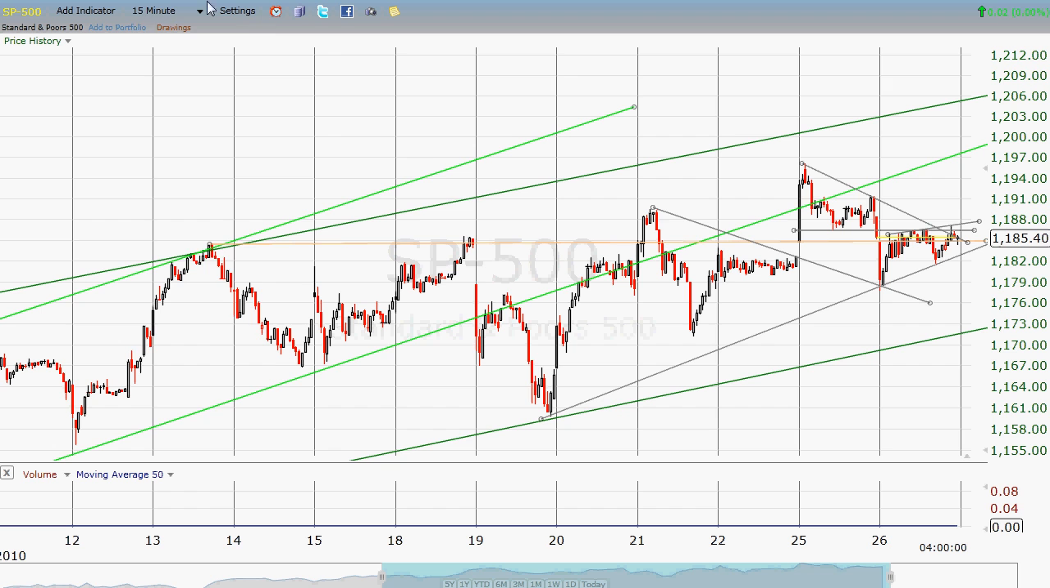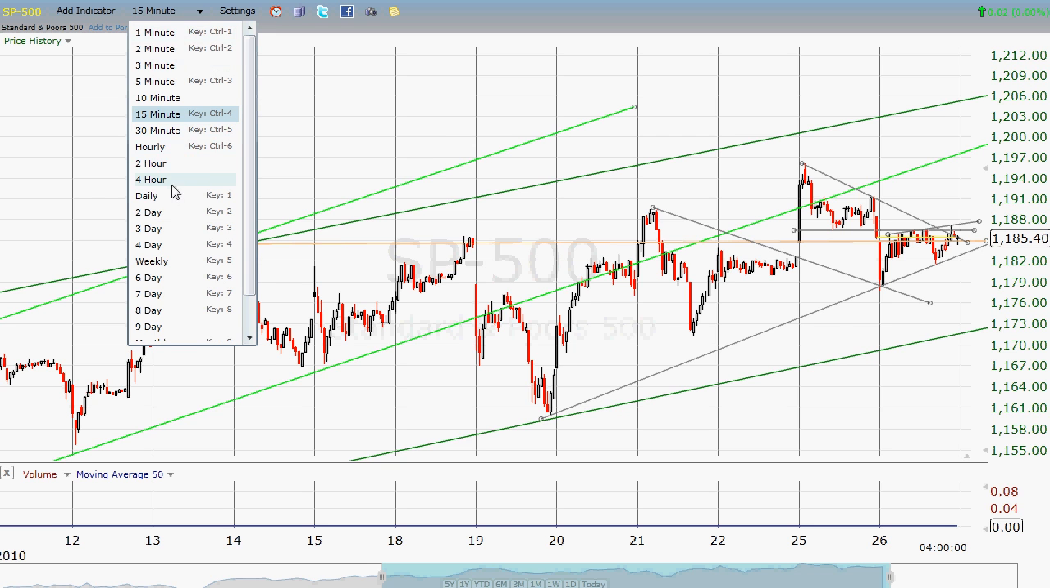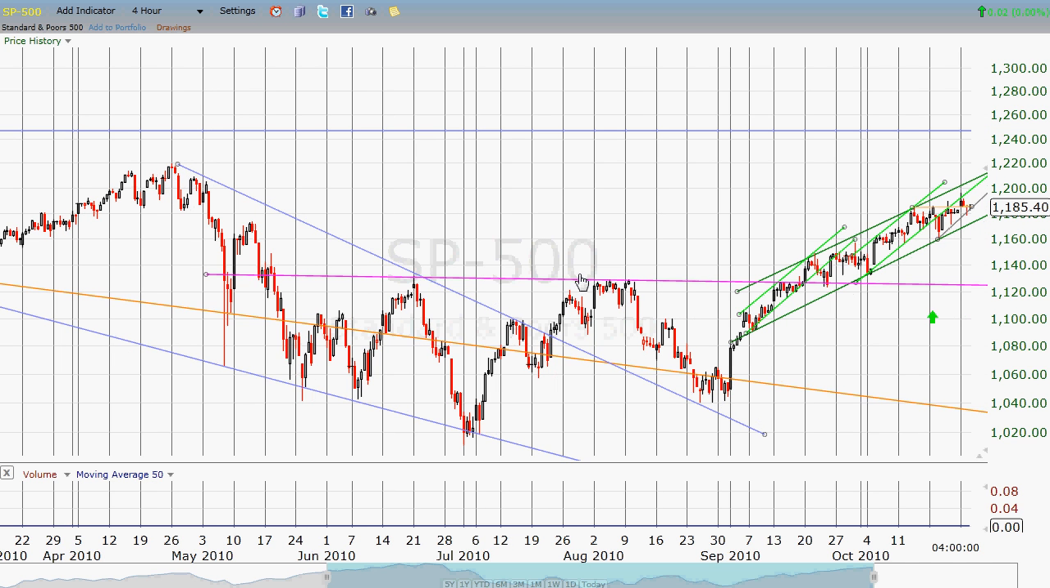Again, when you look at the 4-hour chart, we've got this inverse head and shoulders, and we've got the projected target from that as being somewhere between 1240 and 1250. Let's call it 1245. And so we've got 60 more points to go before we get there. I think it's going to get there. This is looking really good.